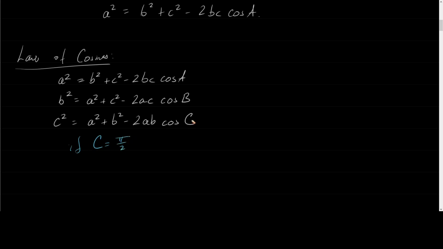Notice that in this last one, if C, being the angle, were equal to pi over 2, then cosine C would be 0. So 2 times a times b times 0 goes away, and we would end up with just the Pythagorean theorem: a squared plus b squared equals c squared. That essentially tells us that the Pythagorean theorem is just a very specific case of the law of cosines. Now, these can be rearranged to be able to work with just the angles here.